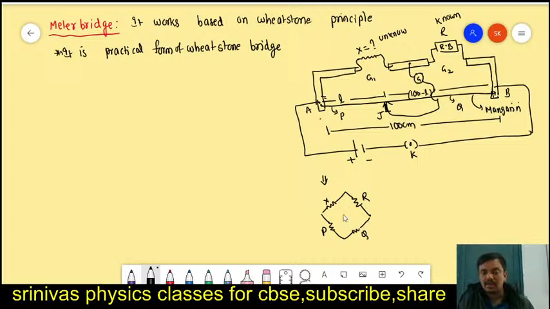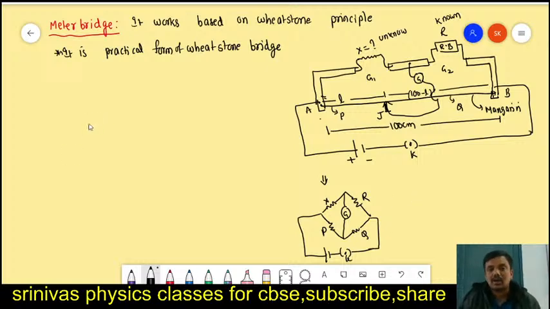JB resistance we are considering as Q. And from one side of point P we are connecting to some battery through the plug key, exactly like the Wheatstone bridge. From the middle of X and R we are connecting to a galvanometer. This galvanometer is connected to the jockey, right? This is the middle of P and Q. The jockey's left side is P and right side is Q. Understood? This is exactly equal to the Wheatstone bridge.